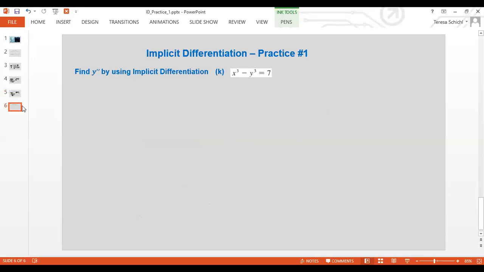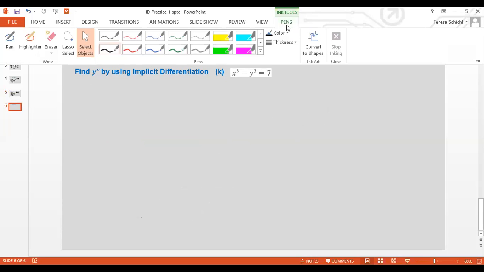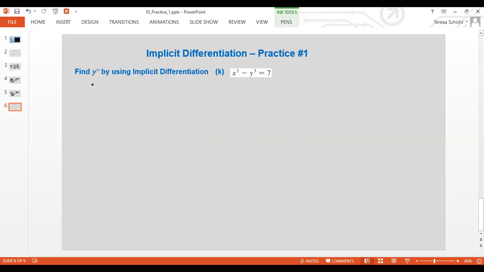Okay, now let's take a look at the last one. The last one here is x cubed minus y cubed here. So let's do it again. So this is x cubed minus y cubed equal to 7. First derivative is always pretty easy.